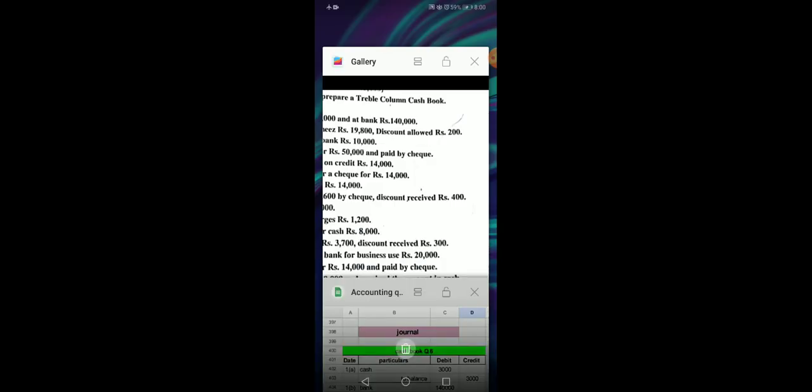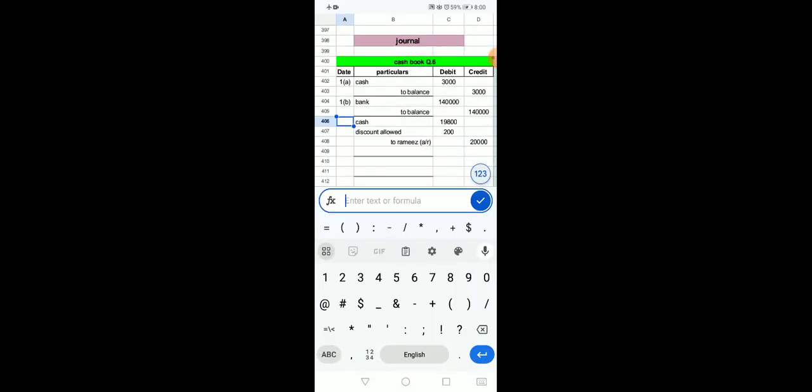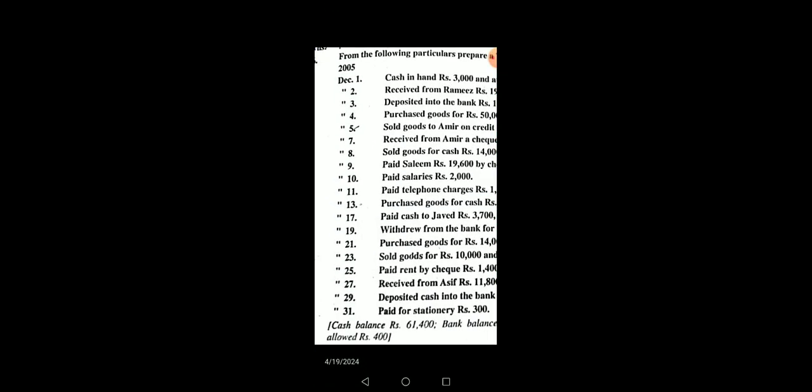The entry number was 2 and you will mention the date 2. Okay, two entries have been completed. I mean the second entry has been completed, and now you will go for the third entry.